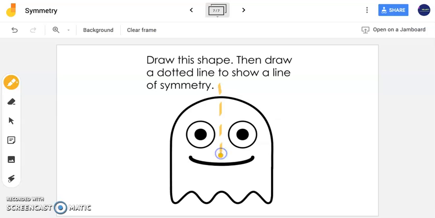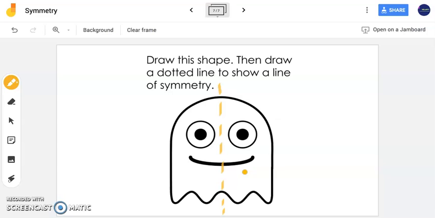And notice here, to the left of this vertical line, I see one eye, and to the right of this vertical line, I see one eye. To the left of this vertical line, I see a piece of my mouth, and to the right, I see another piece of my mouth. So therefore, this line of symmetry is a good way to describe that this figure is symmetrical.